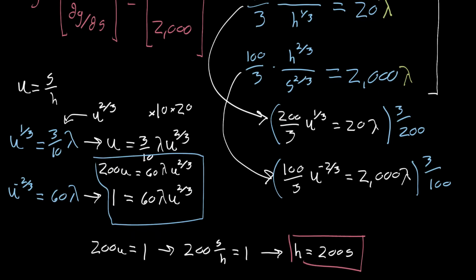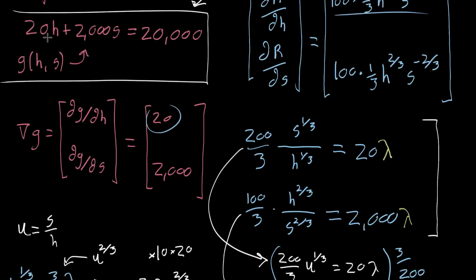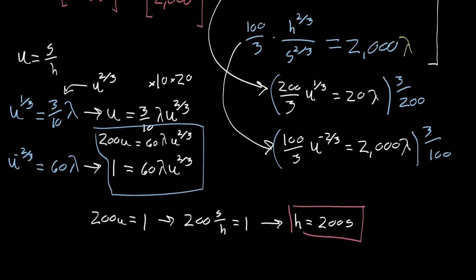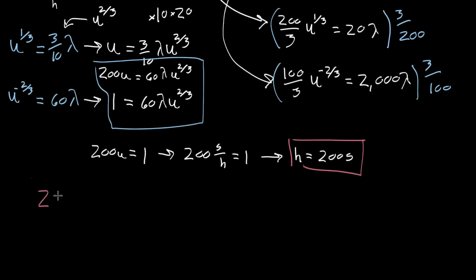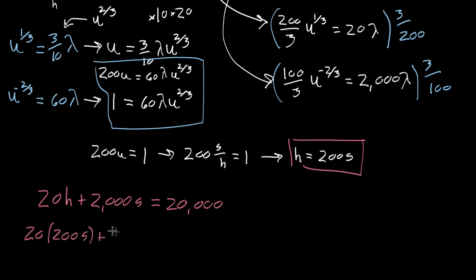And now what we apply that to is the constraint, the 20 times H plus 2,000 times S equals our budget. I'll go ahead and write that down again, that 20 times the hours of labor plus $2,000 per ton of steel is equal to our budget of $20,000. And now we can just substitute in. Instead of H, I'm going to write 200S. So that's 20 times 200S, plus 2,000 times S is equal to 20,000.